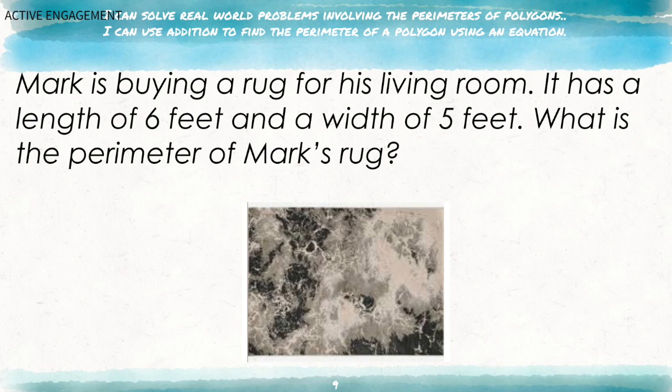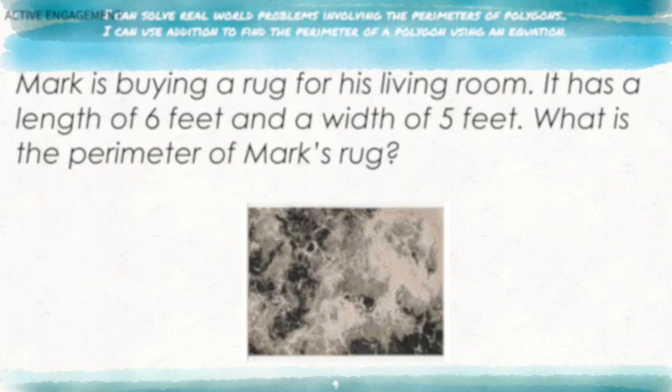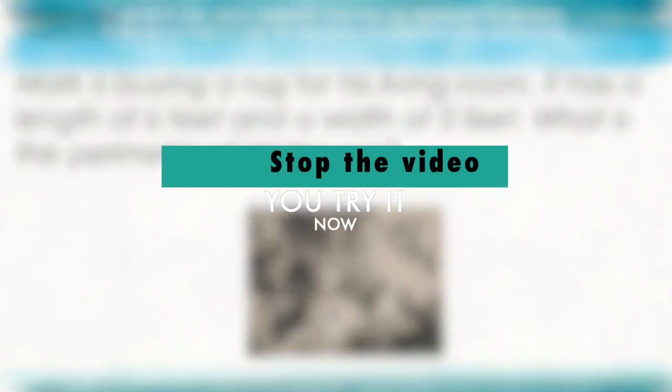Alright, now you're going to try this one. Here Mark is buying a fancy rug for his living room. Take a look at that thing. It is wild. Anyway, looking at the length and the width of it, we can see that it has a length of 6 feet and a width of 5 feet. What I'd like you to do is pause this video and on a scratch piece of paper, see if you can figure out what the perimeter of that rug is. So stop it now.